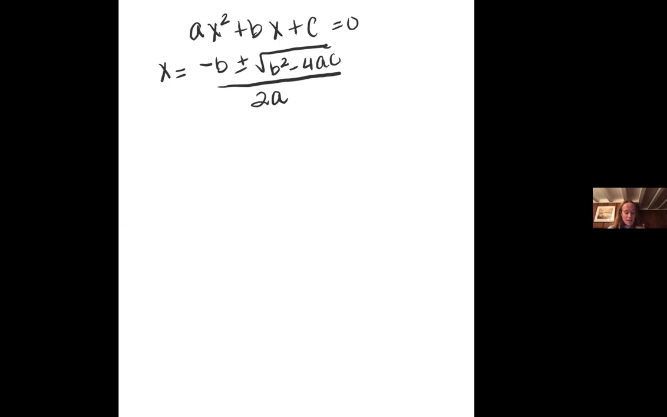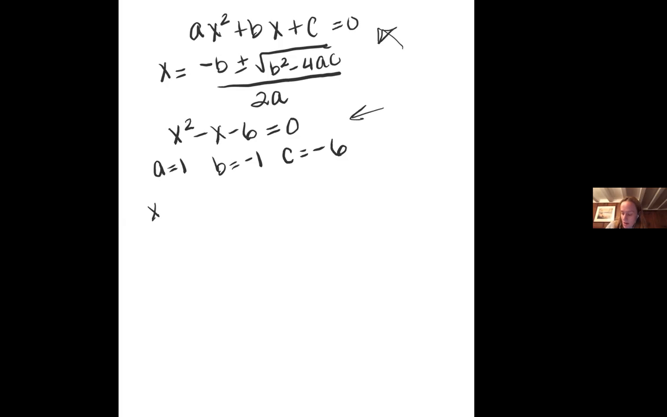So we can solve the same equation that we did earlier, but this time using the quadratic formula. So if we have that same equation, x squared minus x minus 6 equals 0, then a would equal 1. B is then negative 1. And then you see that c equals negative 6. Do you see how our equation here now relates to the standard form that we saw above? And now we can plug this into the quadratic formula. So we have x equals negative b.